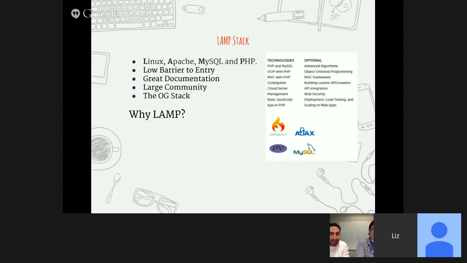Whereas something like the MEAN stack, for example, which is innately newer relative to the LAMP stack, there are not that many questions out there that are, say, LAMP stack questions. So it is easier to find questions, get yourself unstuck. Right. So that's something that we hear a lot about, when a language has really great documentation or really strong communities around it.